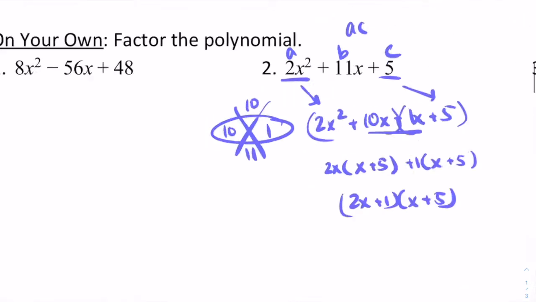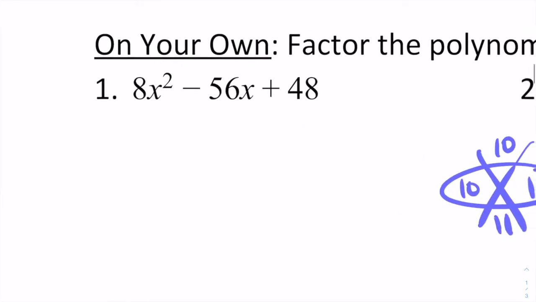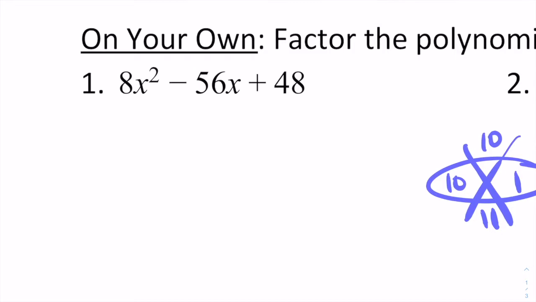So here are the on your own problems for 7.882. As I said earlier, remember, your first instinct is always to see, is there a GCF that I can take out, right? So let's take a look. All three terms I could take out an 8. So I get x squared minus 7x plus 6.